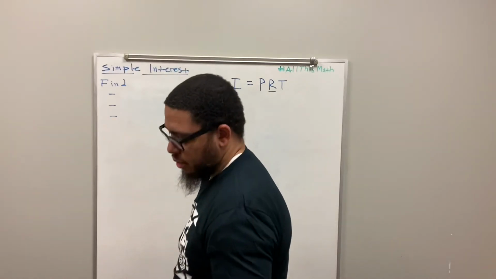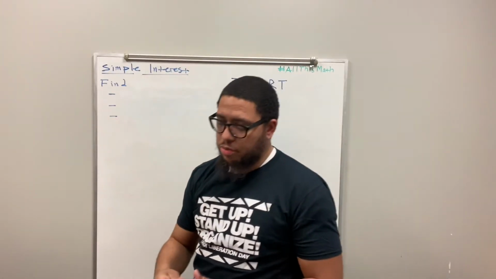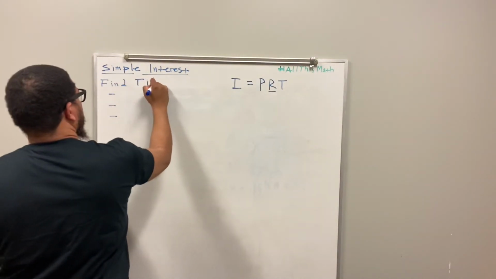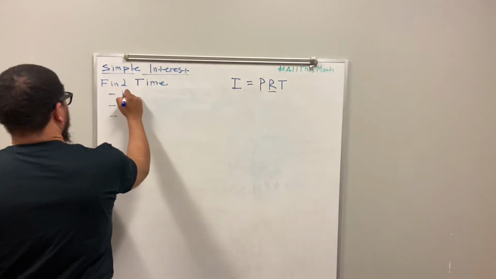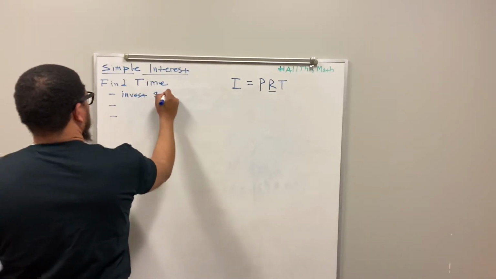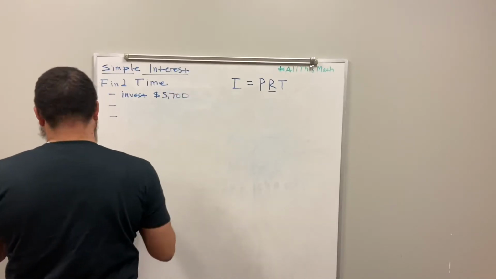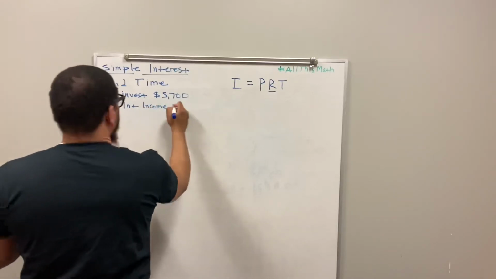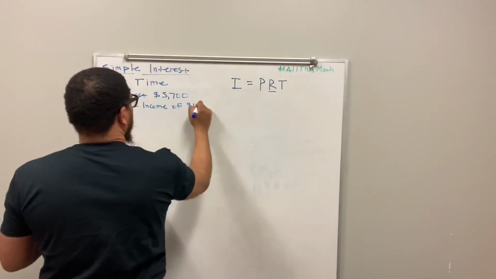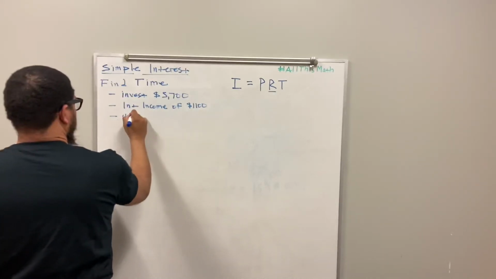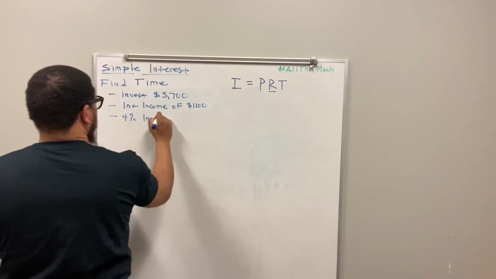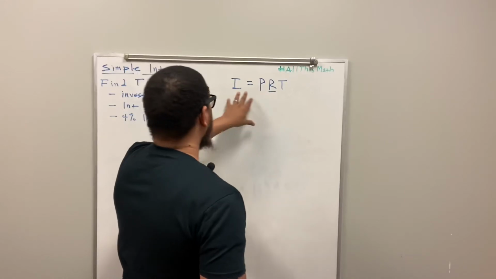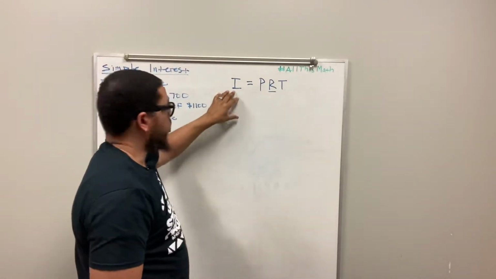And these formulas and these problems are all based on the simple interest concept. All right, so now let's find the time. If we invest $5,700, with an interest income of $1,100, at a 4% interest rate. Now, we've got to flip the formula around, because instead of solving for the interest income, we want to solve for the time.